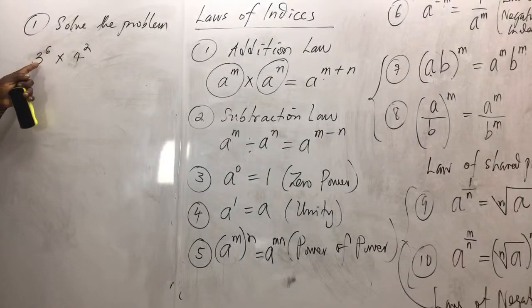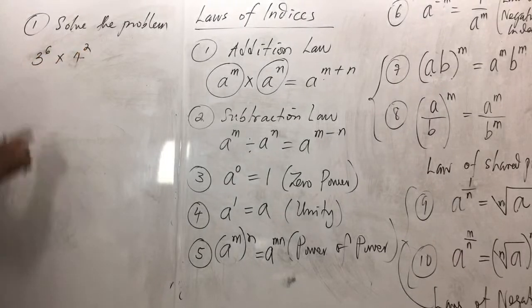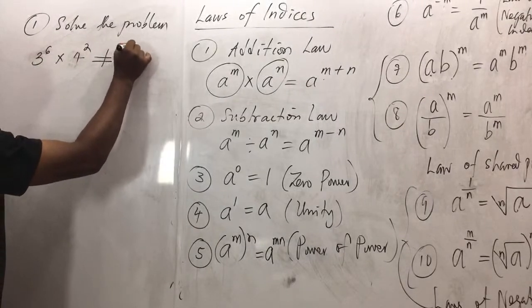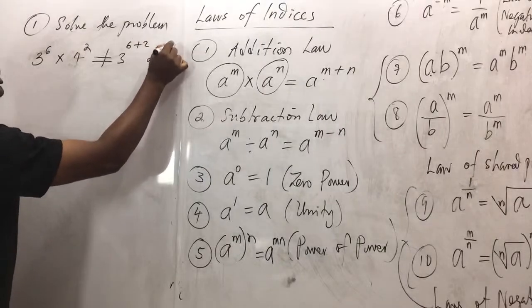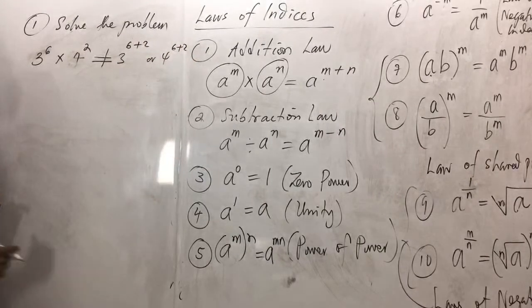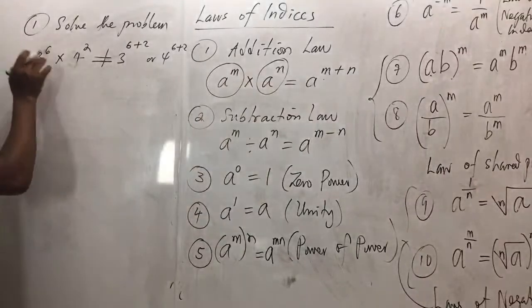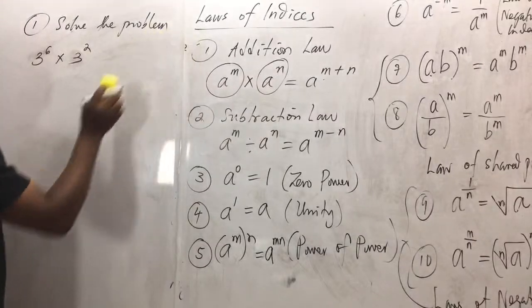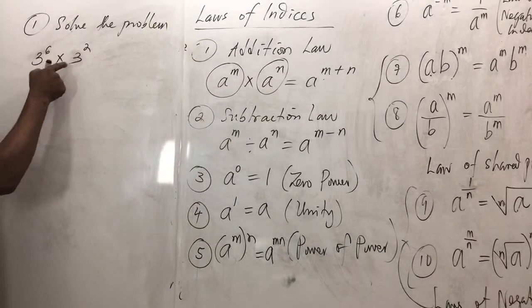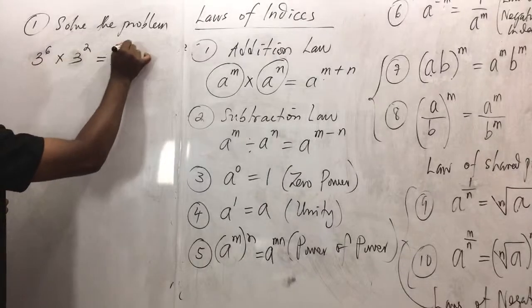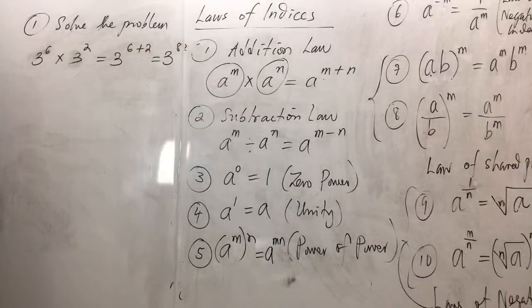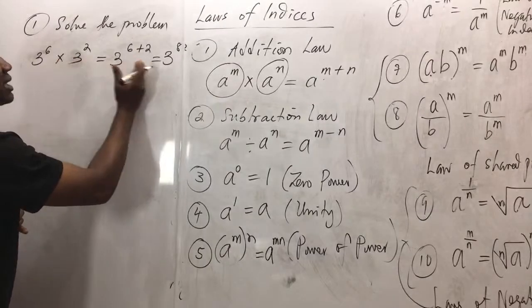Simply because if you have 3 raised to power 6 multiplying 4 raised to power 2, the bases are not the same. So it will be wrong of you to say that this is 3 raised to power 6 plus 2 or this is 4 raised to power 6 plus 2. You will be very wrong. So for you to apply the addition law to a problem like this, then the bases must have been the same. Now, if the bases are the same, 3 raised to power 6 times 3 raised to power 2 would end up giving you 3 raised to power 6 plus 2, which is 3 raised to power 8, and that solves the problem. So when you use the addition law, you use it under cases like this.